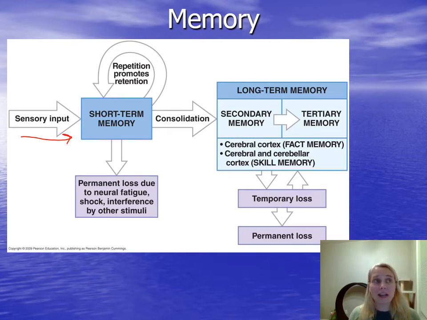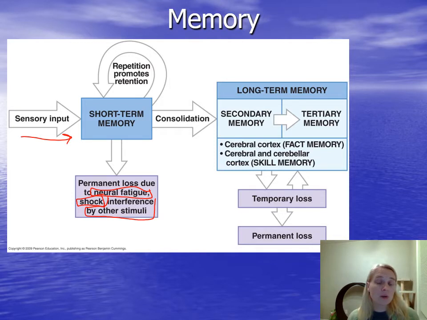And some things that can facilitate the loss of that short-term memory are listed here in this purple box. So neural fatigue, okay, tired brain. Shock, like if that sensory bit of information came in during a car crash, you're maybe not going to remember all of the details of information that's coming in during that shocking experience. And interference by other stimuli while you are taking in that sensory input. All of those can lead to loss of that short-term memory.